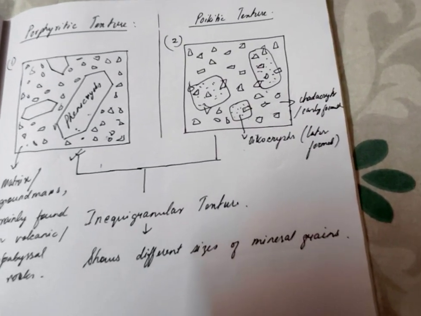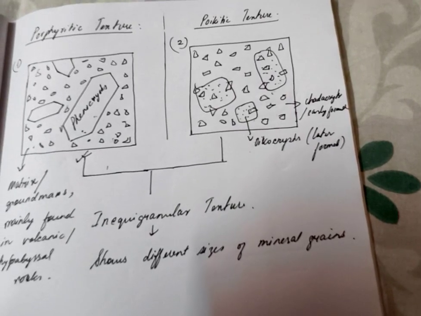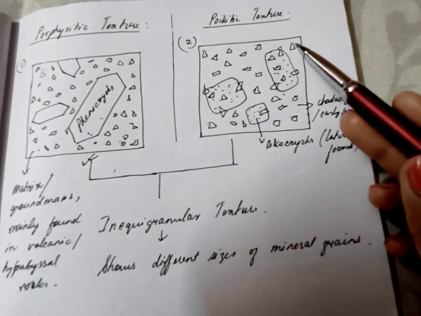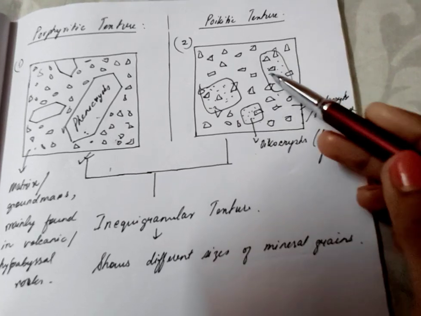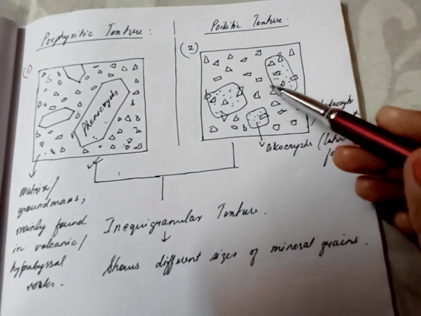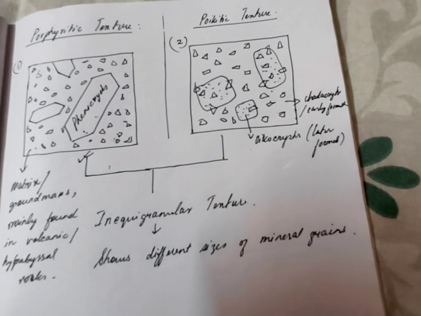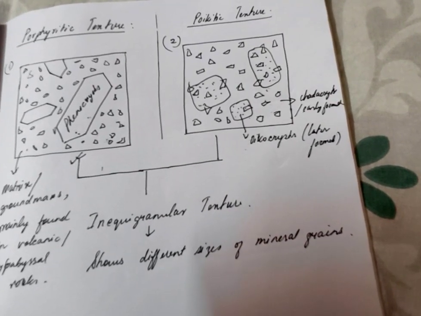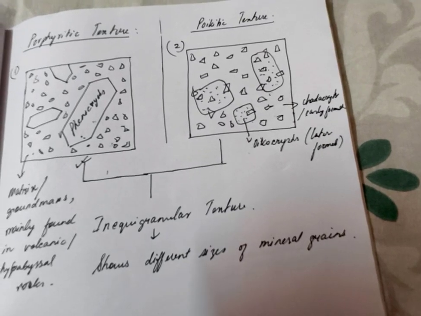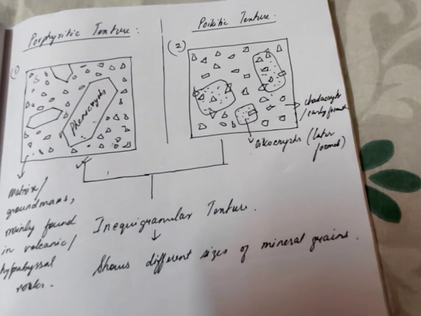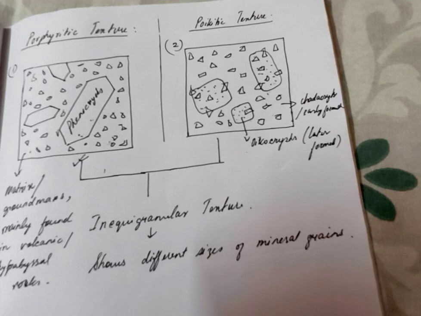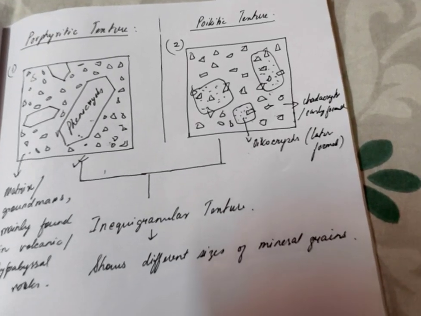So these are the two main types of inequigranular texture, because there are smaller grain minerals and larger grain minerals which are not equal in size. That's why it is called inequigranular texture. Okay, so these were the main types of textures in inequigranular texture of igneous rocks.